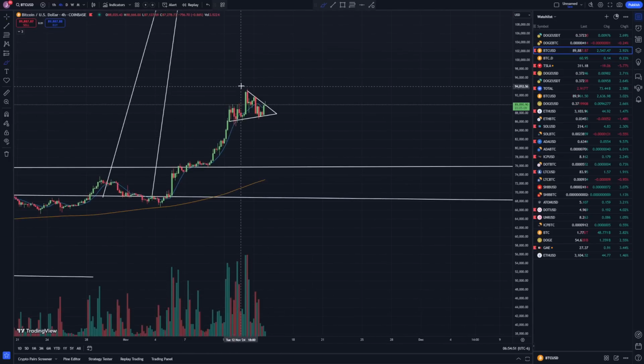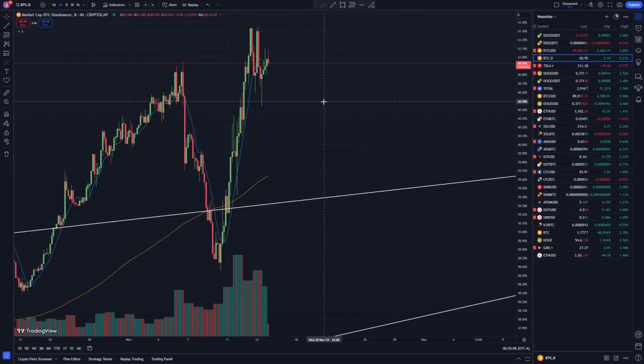Same with Dogecoin. We just really need to break that resistance going to the upside. If we can continue moving up, all the altcoins usually follow Bitcoin. So if Bitcoin's going up in general, then all the altcoins should be performing pretty good as well, and it's a better chance for them. So let's take a look at Bitcoin dominance real quick.